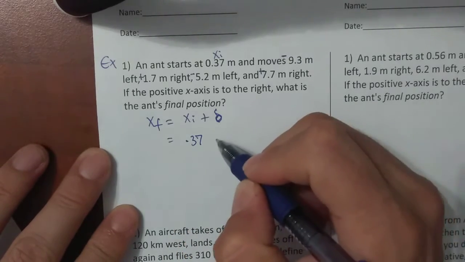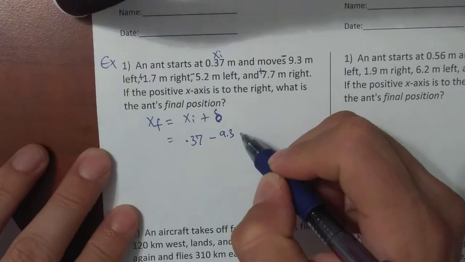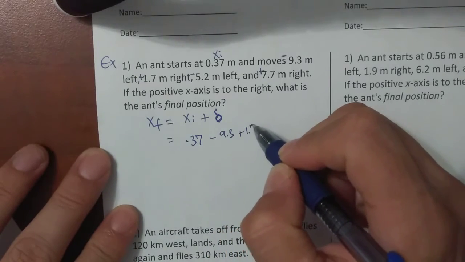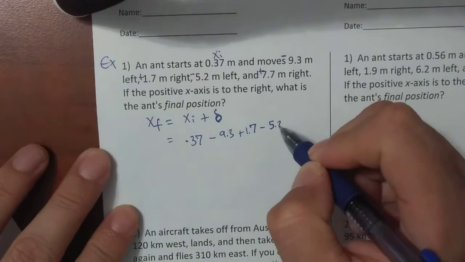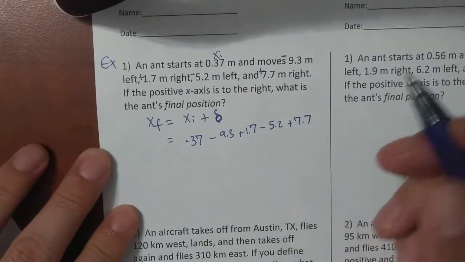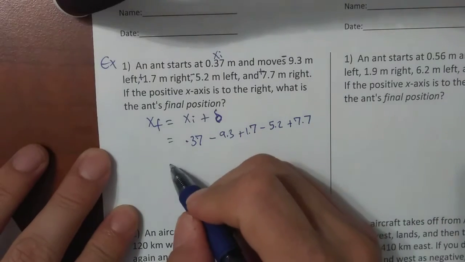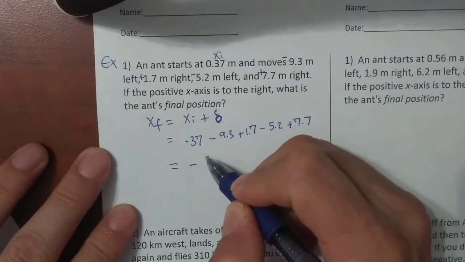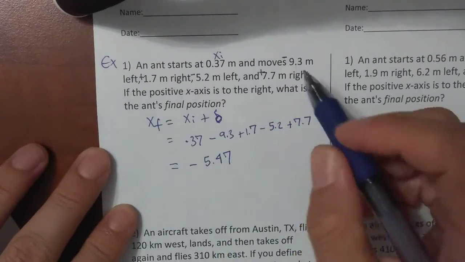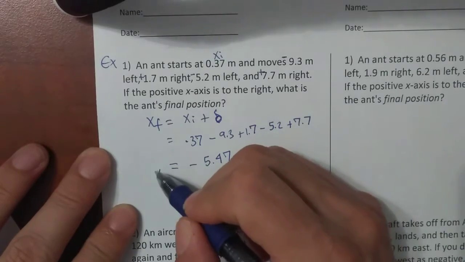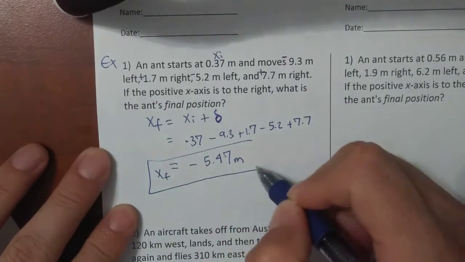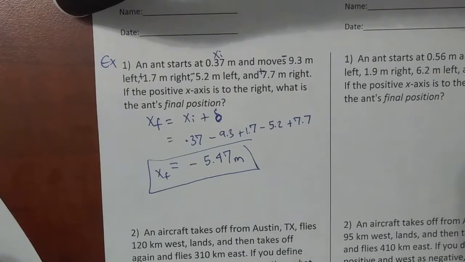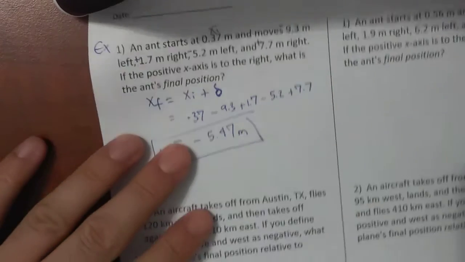0.37 minus 9.3 plus 1.7 minus 5.2 plus 7.7. Then I put all that into a calculator, and I'll get negative 5.47, and all this stuff is in meters. So that's how you approach that. Let's look at another one.